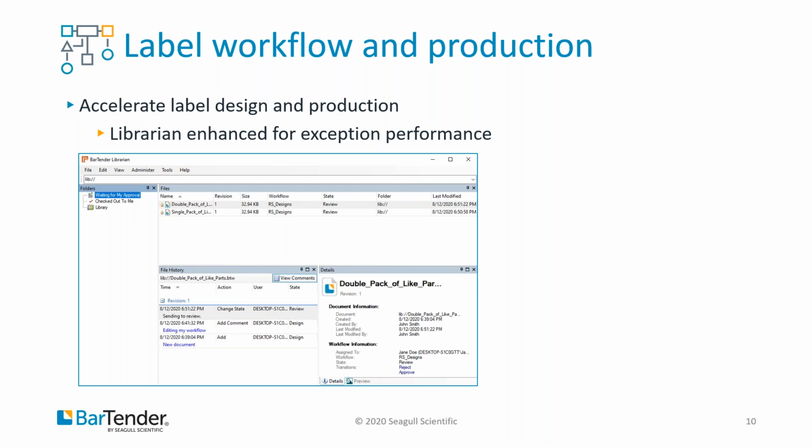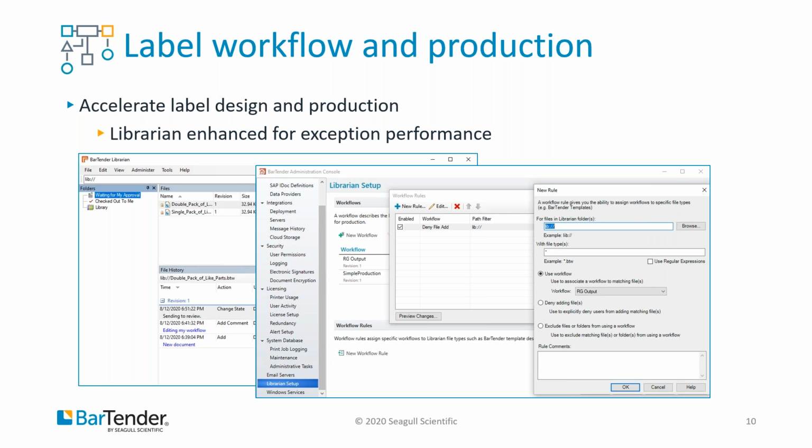Librarian is particularly valuable in highly regulated and/or secure environments, such as the medical, pharmaceutical, military, and chemical industries. With Librarian, organizations can create a centralized storage of all their BarTender documents and manage them. They can establish workflows with predefined reviewers and approvers. Users can check in and check out documents as they work on them. They have full revision control and an audit trail of the full file history.